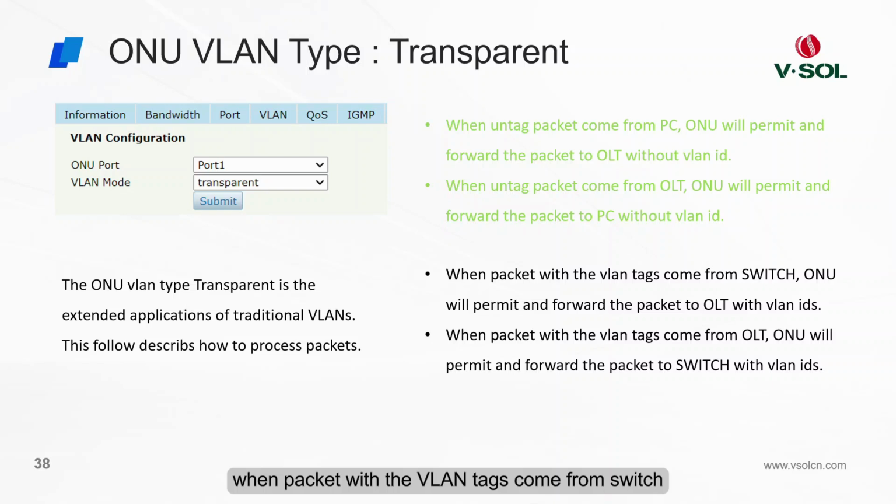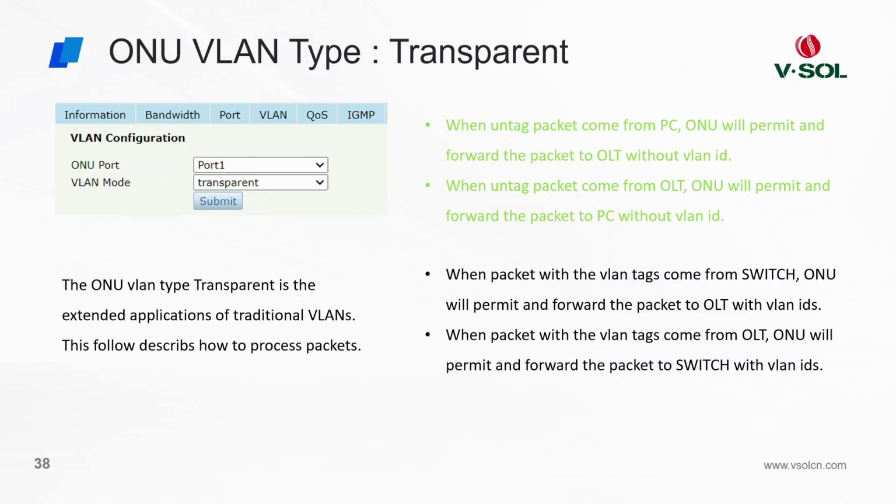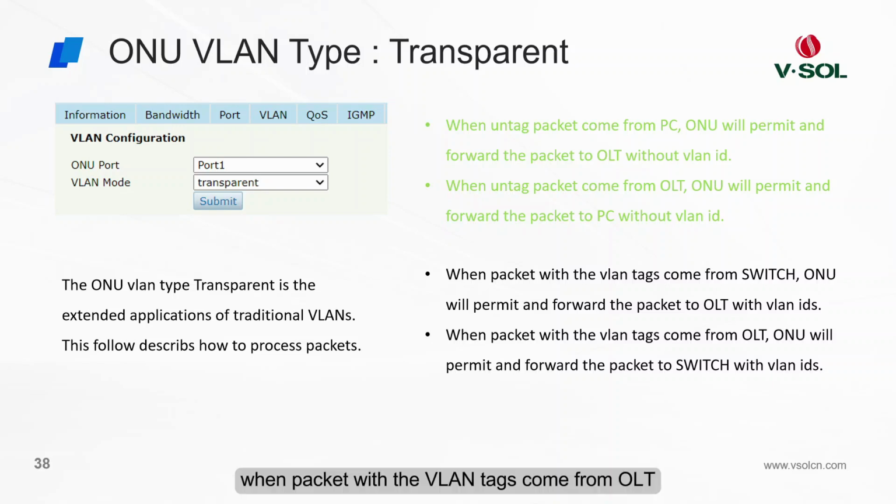When a packet with VLAN tags comes from the switch, the ONU will permit and forward the packet to the OLT with VLAN IDs. When a packet with VLAN tags comes from the OLT, the ONU will permit and forward the packet to the switch with VLAN IDs.